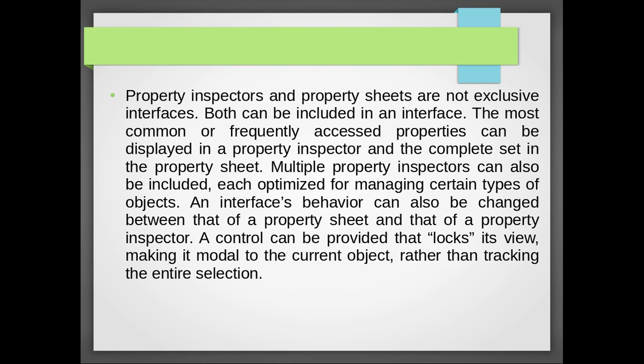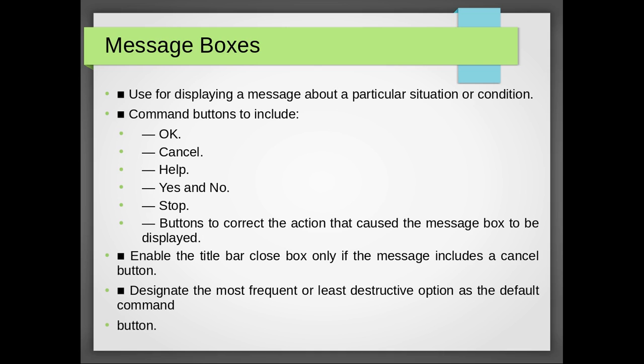Property inspectors and property sheets are not exclusive interfaces. Both can be included in an interface. The most common or frequently accessed properties can be displayed in a property inspector and the complete set in the property sheet. Multiple property inspectors can also be included, each optimized for managing certain types of objects. An interface's behavior can also be changed between that of a property sheet and that of a property inspector. A control can be provided that locks its view, making it modal to the current object rather than tracking the entire selection. Now let's discuss message boxes, used for displaying a message about a particular situation or a condition.